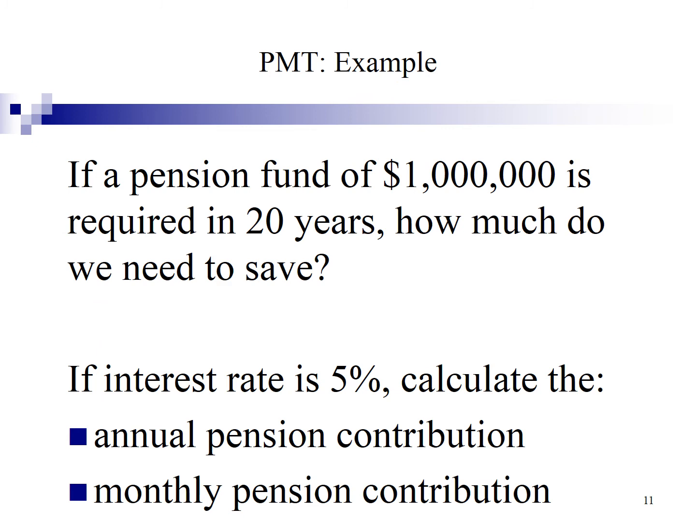Let's look into one more example. If a pension fund of 1 million is required in 20 years, how much do we need to save? We all hope to become a millionaire one day. Let's find out the answer. If interest rate is 5%, calculate the annual pension contribution and monthly pension contribution. Let's do it together using Excel.